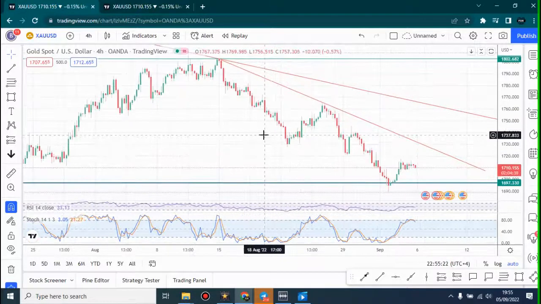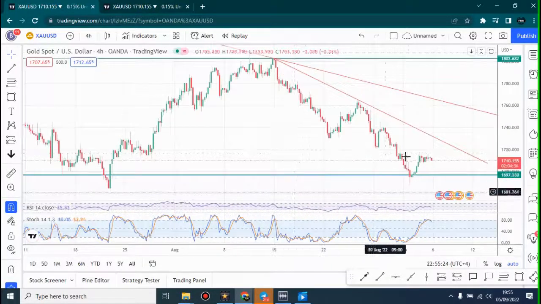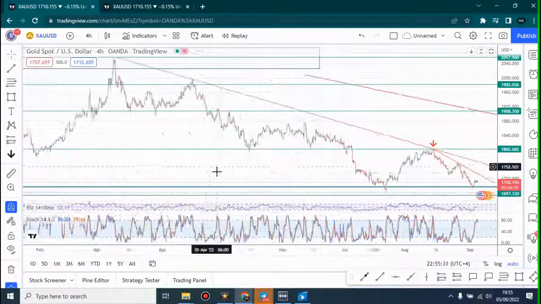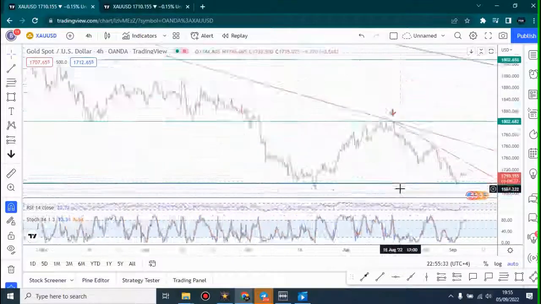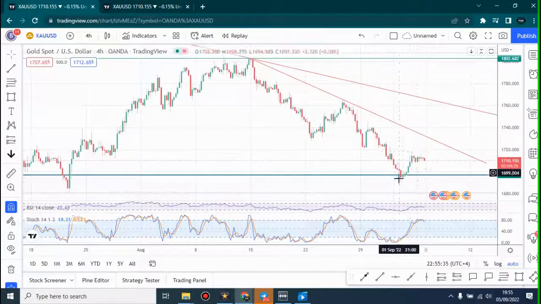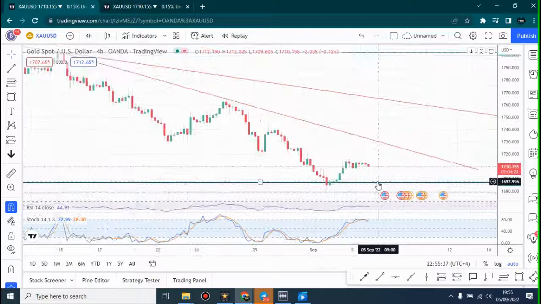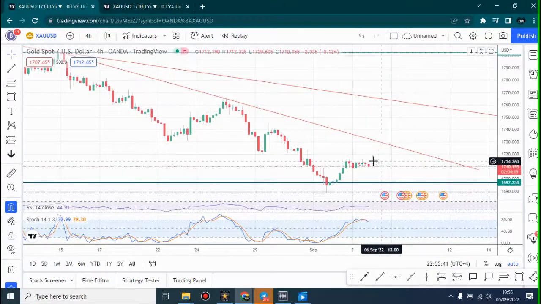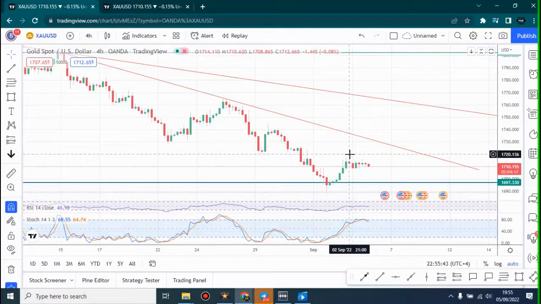So this is the 4-hour time frame, and what do we see? We saw that prices came down to this area, and because this is a very valid demand zone, we are seeing prices go in the other direction. But like I said, today the markets are very slow, so we're just going to see some consolidation around this area. Let's see what's going to happen tomorrow.